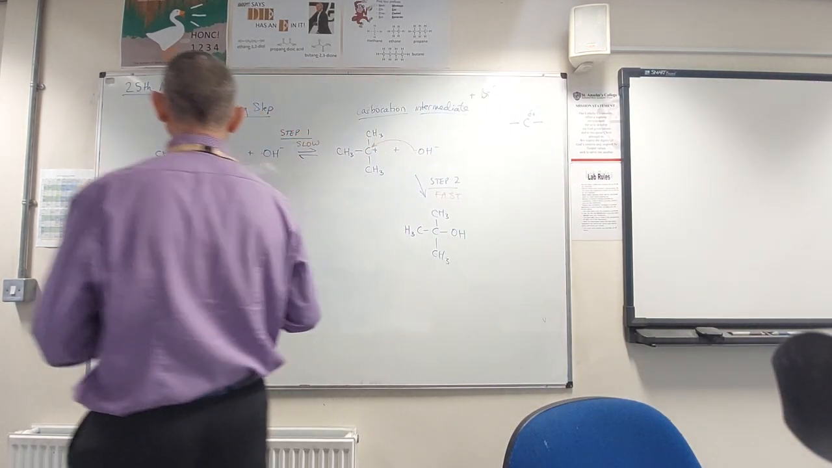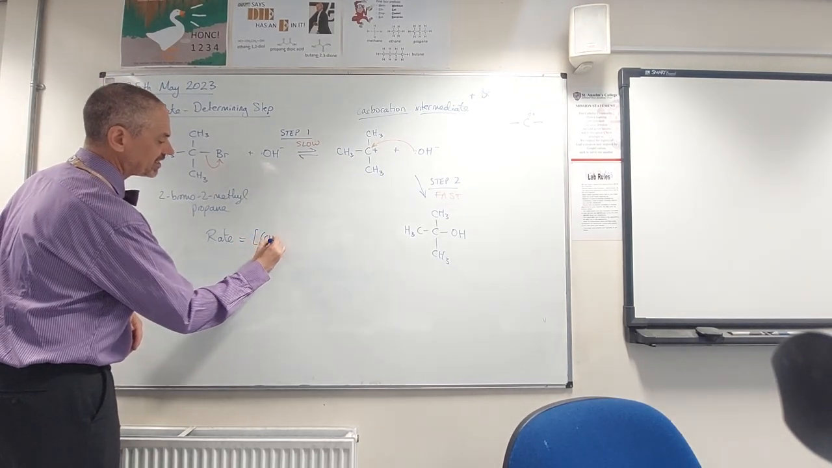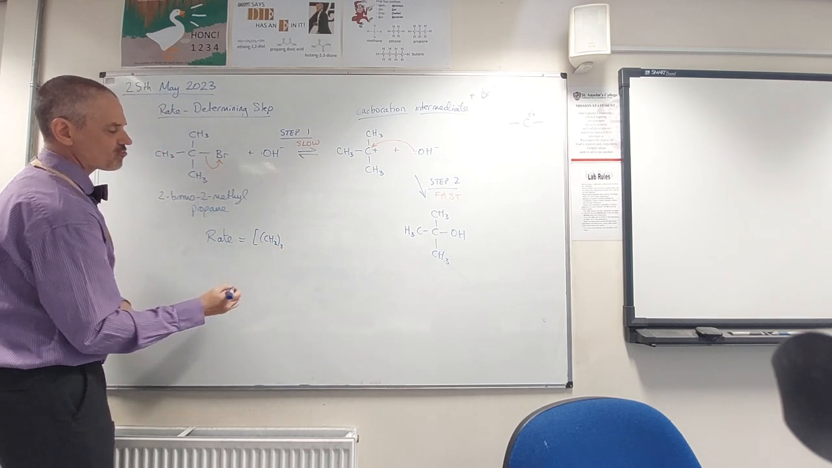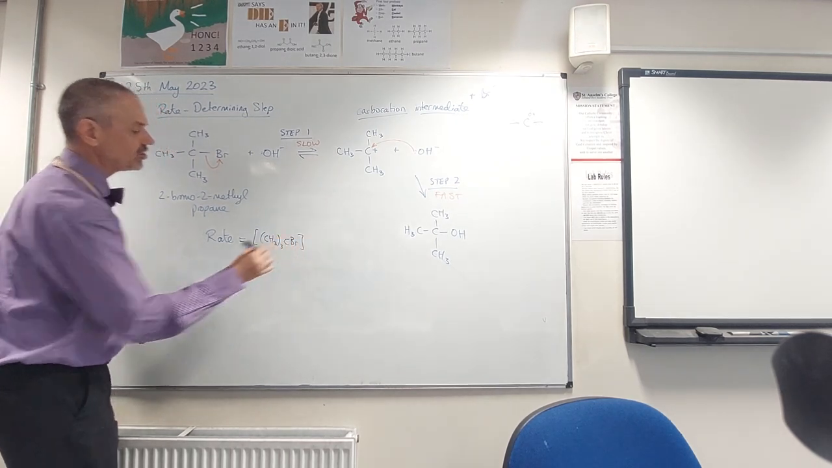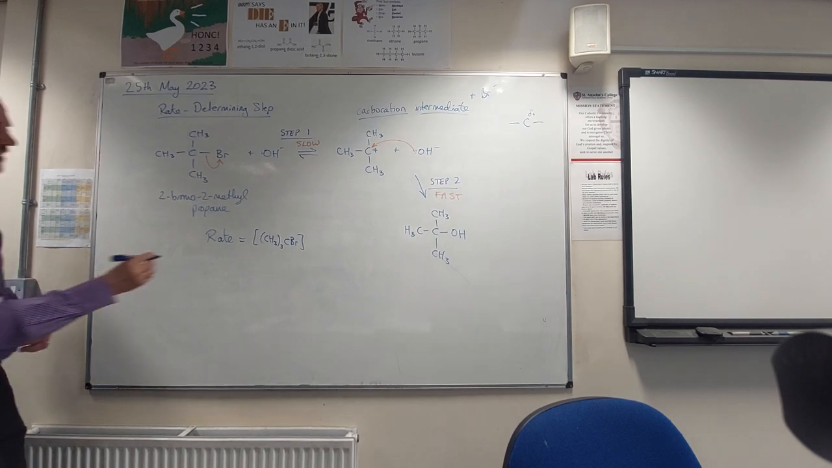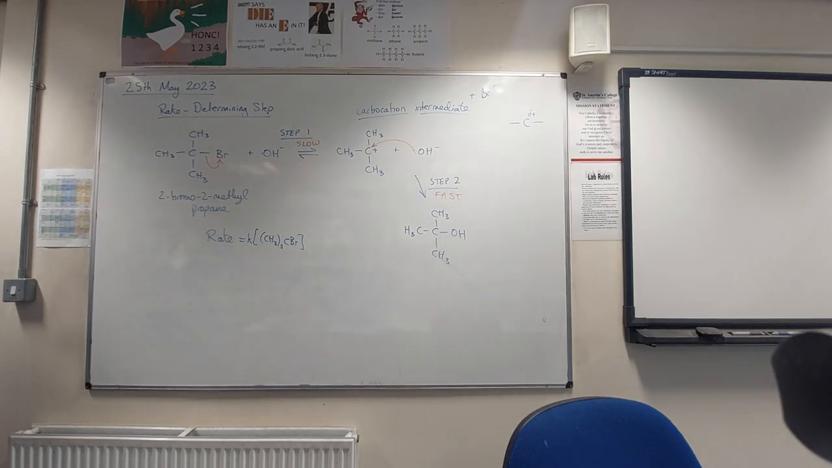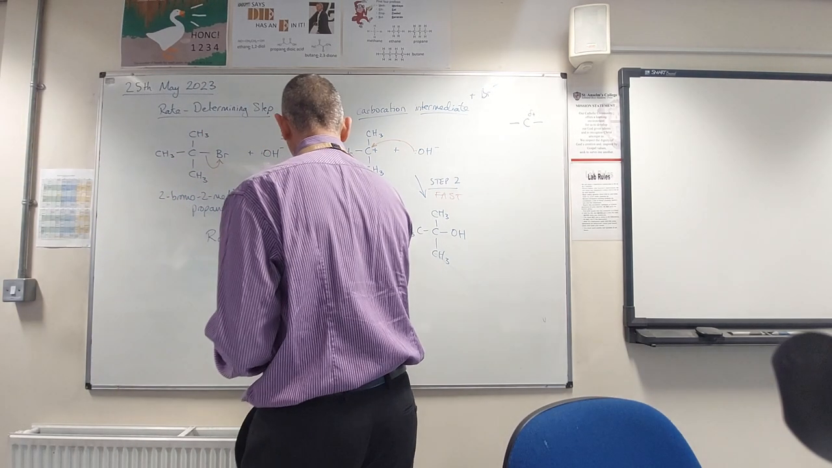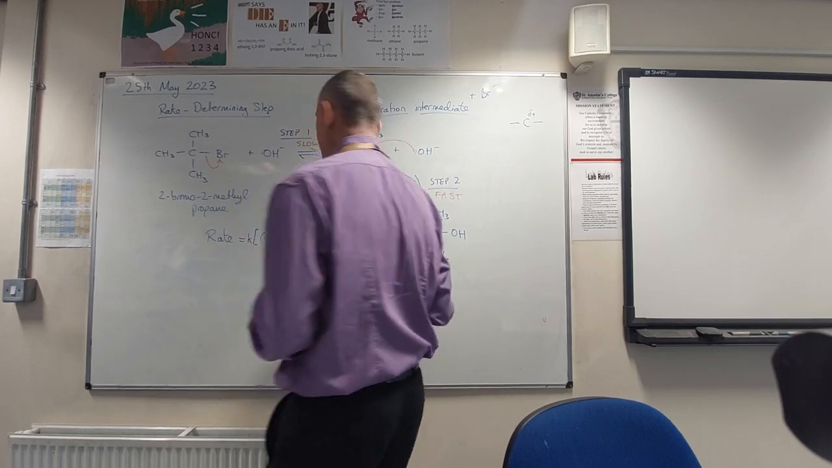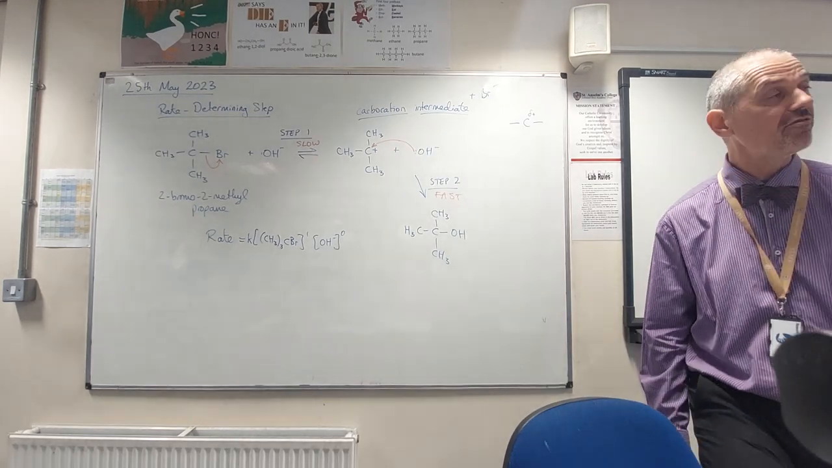So I'm just going to write this molecule as (CH3)3CBr. That's just a shorthand way of writing that. And that's it. That's the rate equation for this reaction. There is no OH, or to put it another way, we could say OH is zero order. In other words, the concentration of OH minus does not affect the rate.